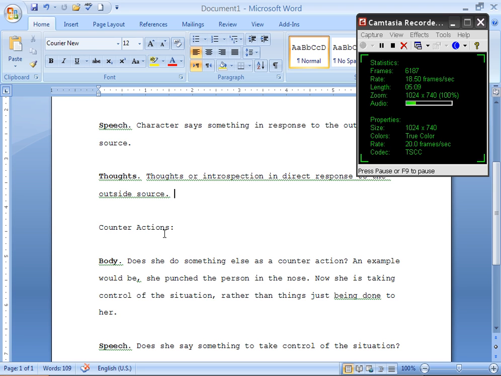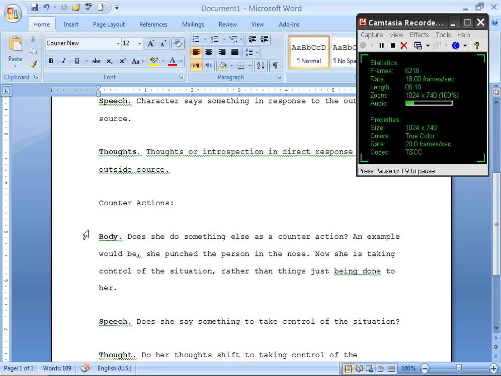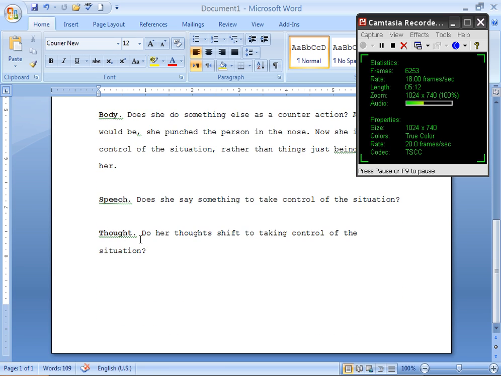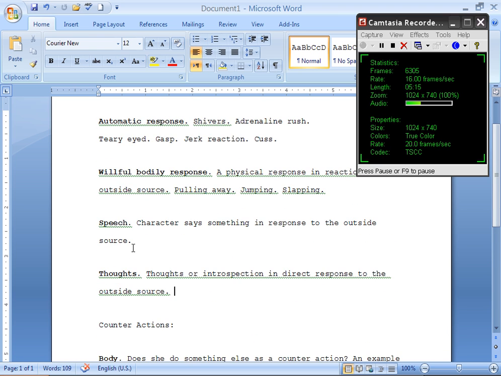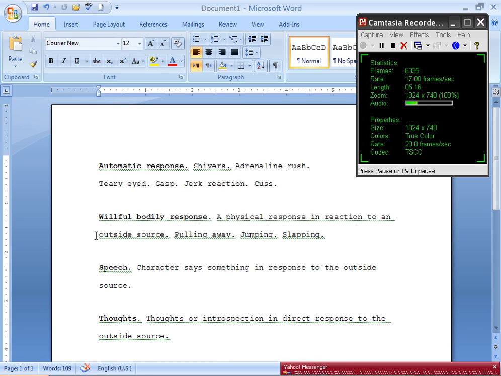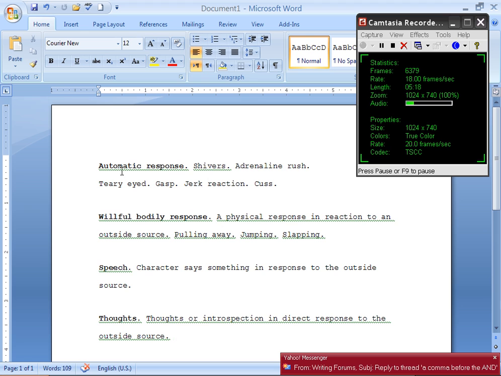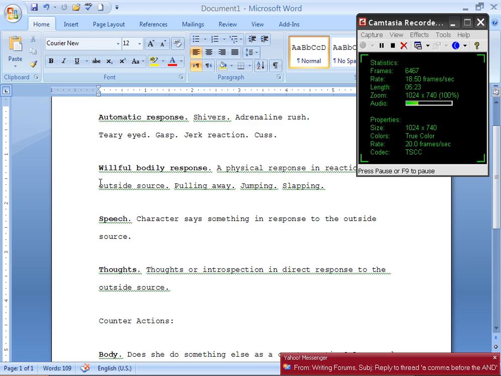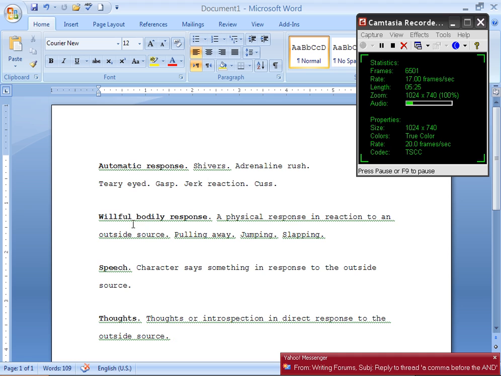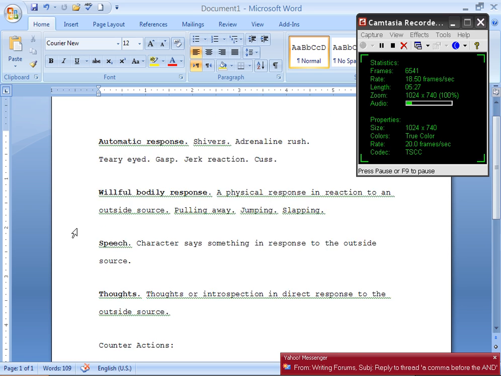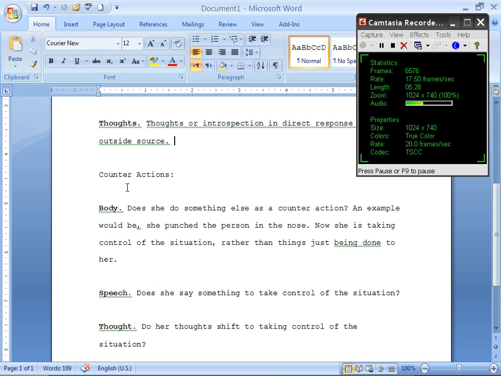Now, obviously, you won't always be able to do all of these every time your main character responds to an outside stimulus. Sometimes it'll only be one of these. Sometimes it'll only be two of these. Sometimes it will be all of them. But you should always have one of these here, an immediate response to what happened. Then, do they have a counteraction? There's different kinds of counteractions.